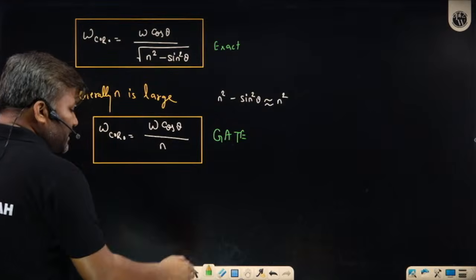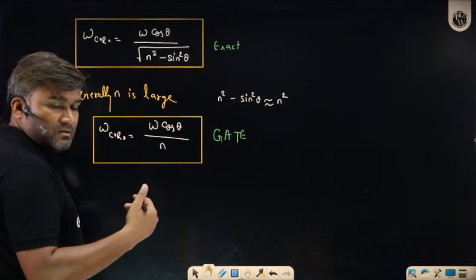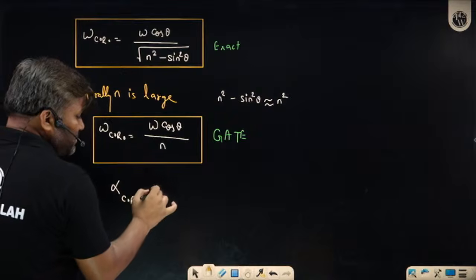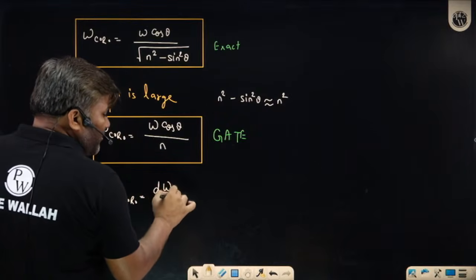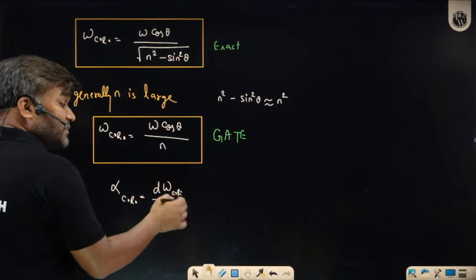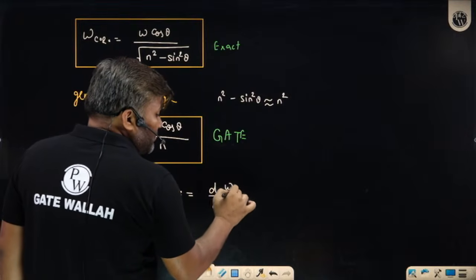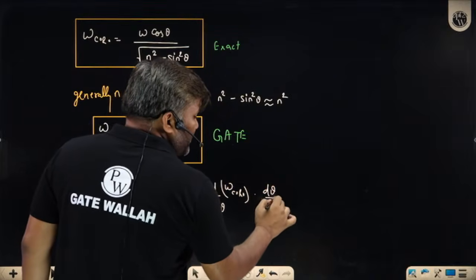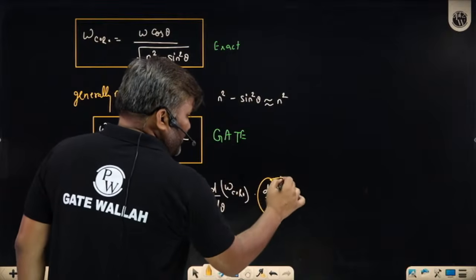Angular speed of the connecting rod, differentiate again. Angular acceleration of the connecting rod is the differentiation of d omega of the connecting rod by dt, but it is not a function of time, it is a function of theta. So you can differentiate it with theta and multiply by d theta by dt. D theta by dt is nothing but another omega. Another omega will come into the picture.